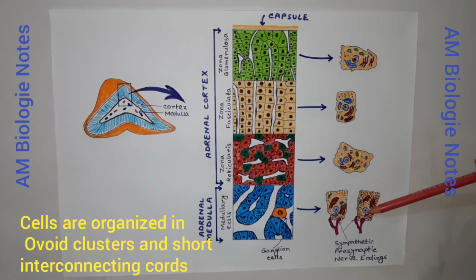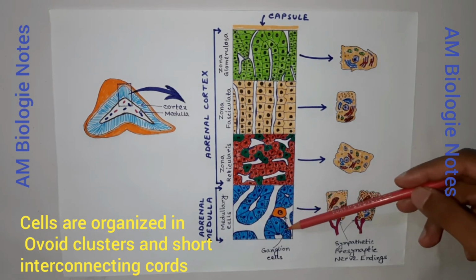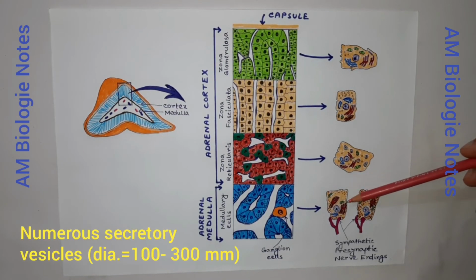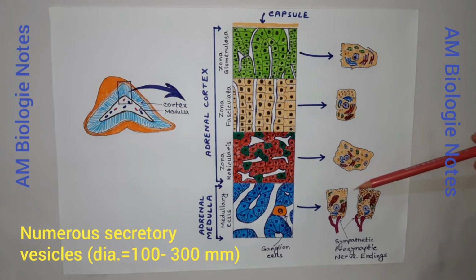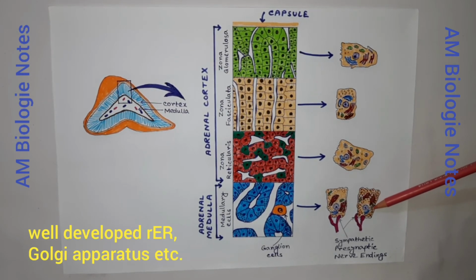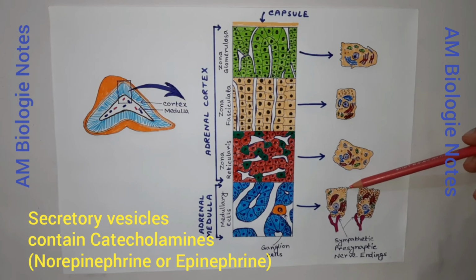Chromaffin cells are organized in ovoid clusters and short interconnecting cords. The cells contain numerous secretory vesicles with a diameter of 100 to 300 nanometers. There is a presence of well-developed rough endoplasmic reticulum, Golgi apparatus, etc. The secretory vesicles contain catecholamines, either norepinephrine or epinephrine.